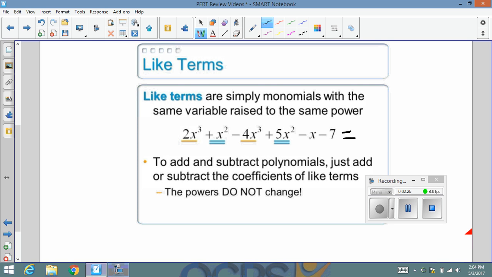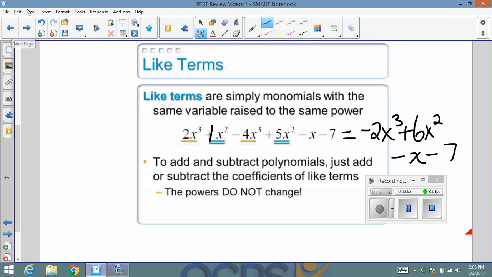So here we go. 2x cubed minus 4x cubed. 2 minus 4 is a negative 2, and it's going to stay x cubed. 1x squared plus 5x squared is a positive 6x squared. I didn't quite leave myself enough room, so I'm going to come down below. And then just minus x, since there's nothing like it, minus 7. That's how I would combine those.